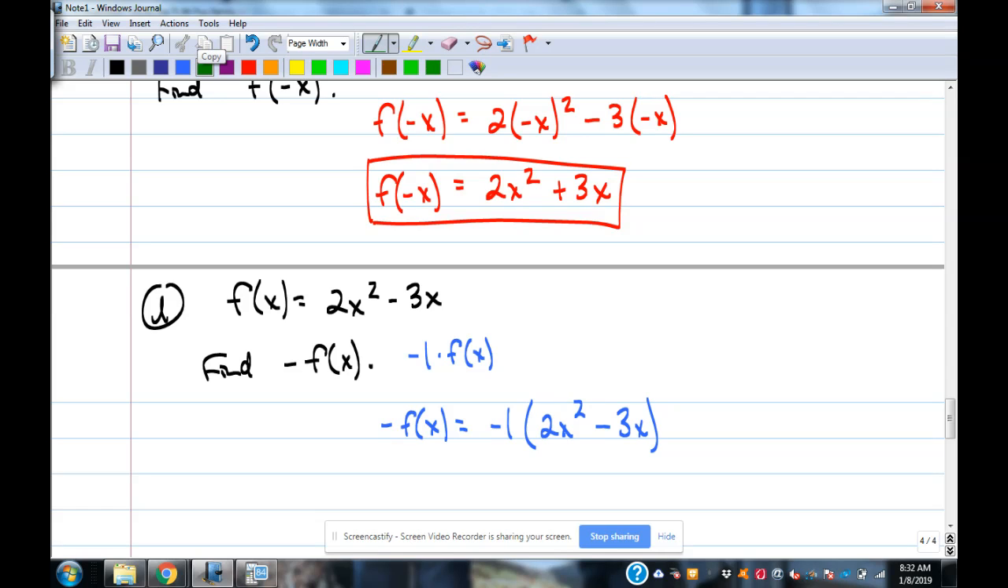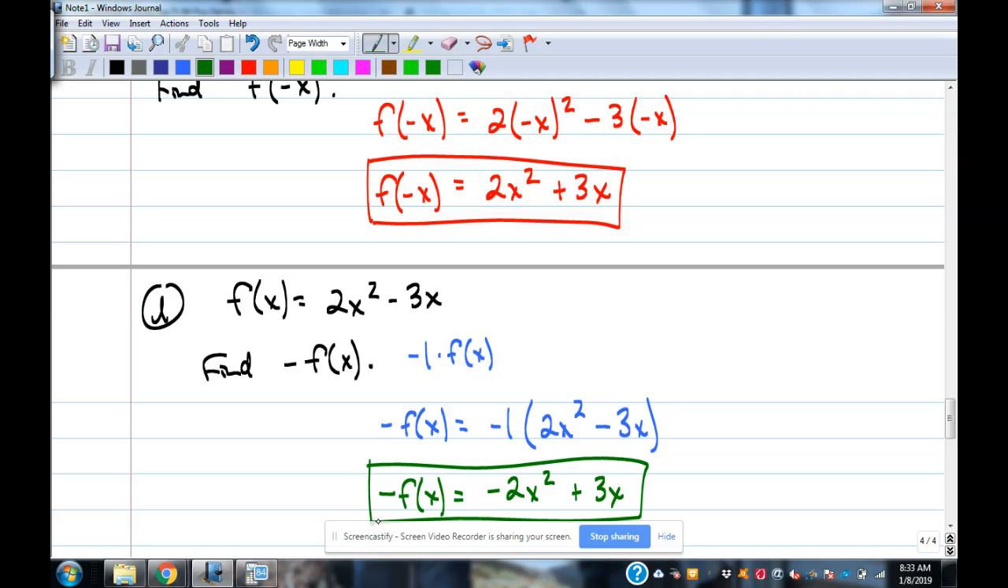If there were a 4 out here, it'd just be taking 4 times the whole function. If there were a 17 out there, you'd be multiplying the whole function by 17. So it's just multiplying by whatever's in front there and distributing that across to give us negative 2x squared plus 3x. But for whatever reason, that one tends to hiccup a lot of folks in the past. Okay.